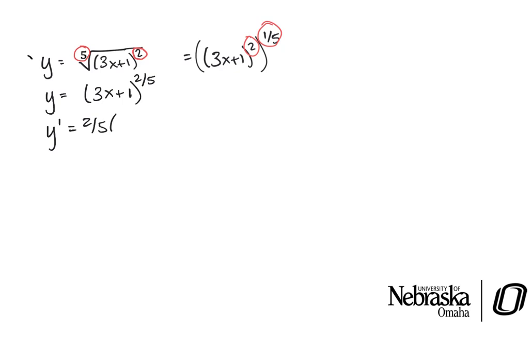We multiply our exponent in front of the outer function, decrease the exponent by 1, so 2/5 minus 1 is a negative 3/5, and then multiply by the derivative of what's inside. The derivative of 3x plus 1 is 3. Now, to simplify it, we can multiply the 2/5 and the 3. So we would get 6/5 times 3x plus 1 to the negative 3/5. Again, there's no need to put it back in radical form. Just leave it like this.